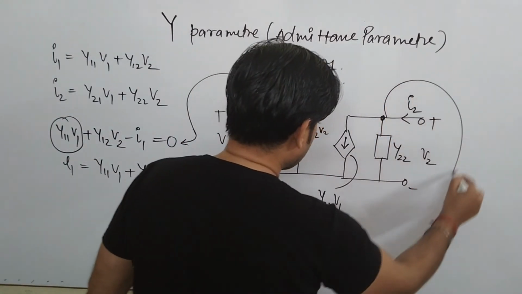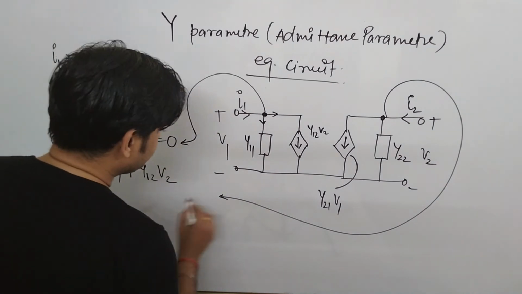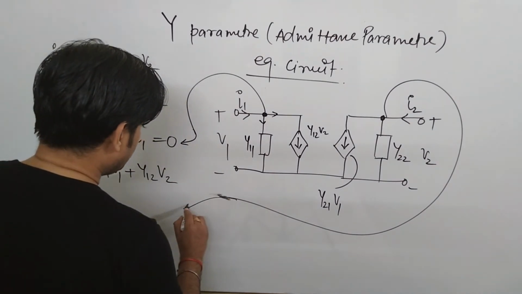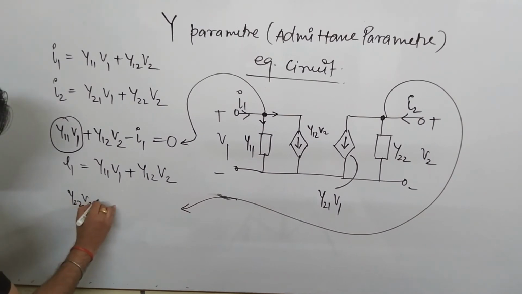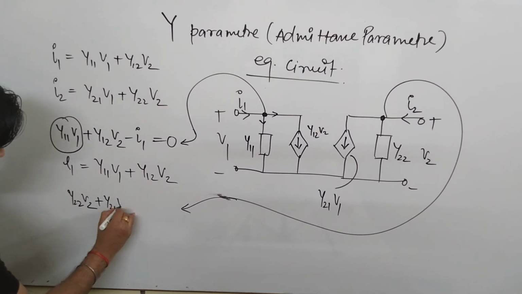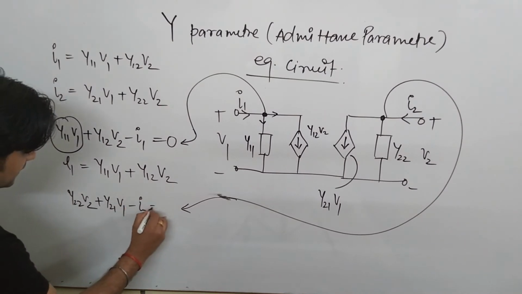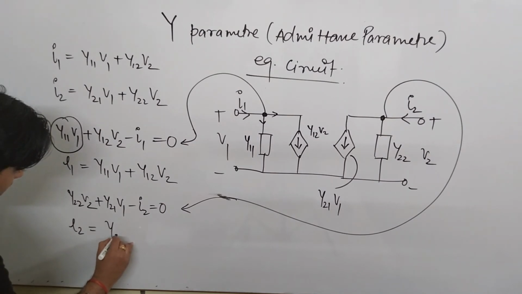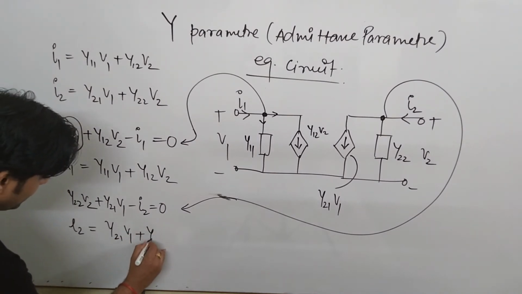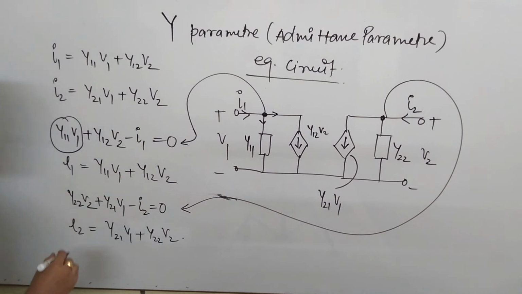Similarly, if you apply it at this node, it comes to be y22 V2 plus y21 V1 minus I2 is 0, or you can say that the value of I2 comes to be y21 V1 plus y22 V2. So like that we have drawn the equivalent circuit.